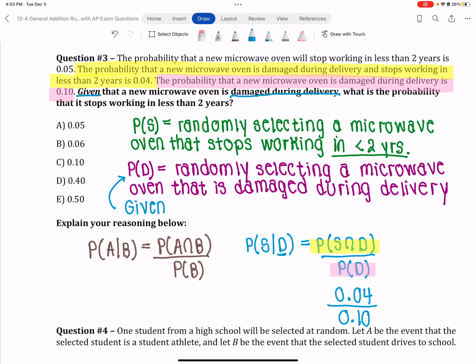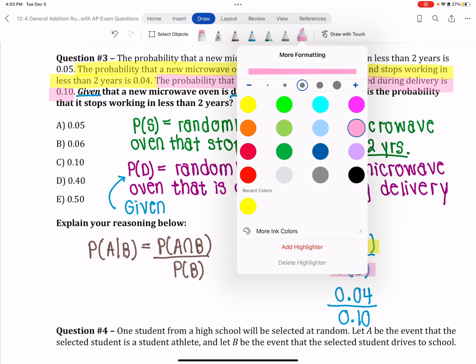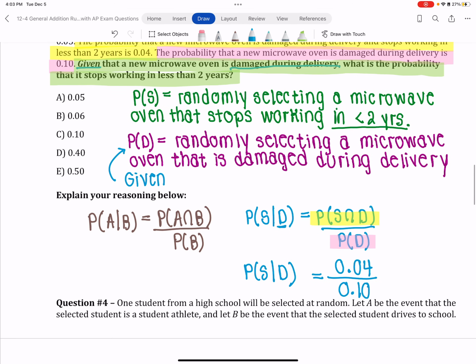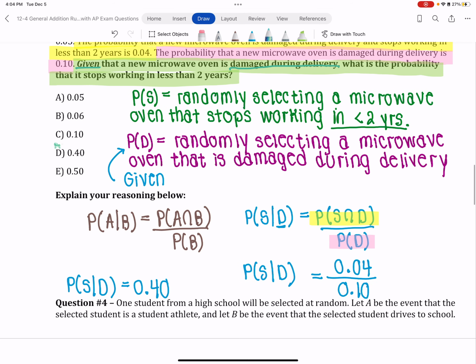And actually, it's asking us to find the probability of S given D, which is this part right here. And if we were to divide these two probabilities together, we end up with probability of S given D is equal to 0.4 or 0.40. Choice D.